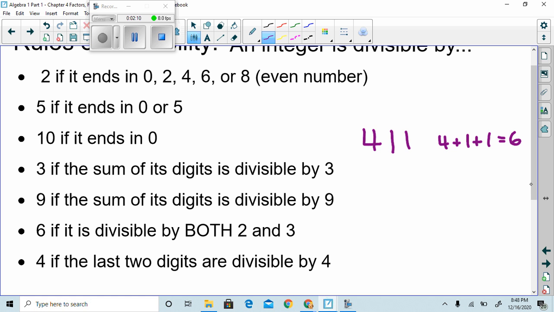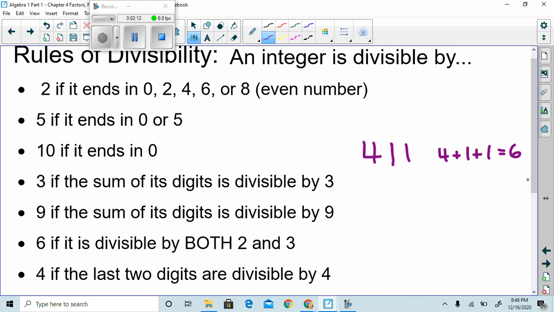And as some of you recall from our last brief discussion, a number is divisible by 6 if it's divisible by both 2 and 3. It has to be both, which means it's an even number and the digits added up are divisible by 3. And think about that. 2 times 3 is 6.